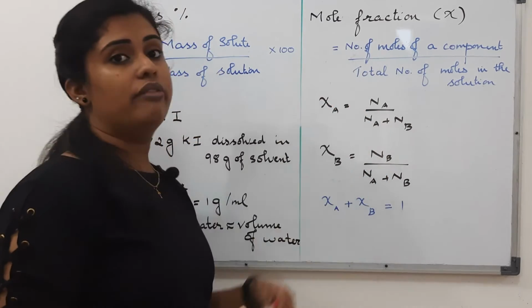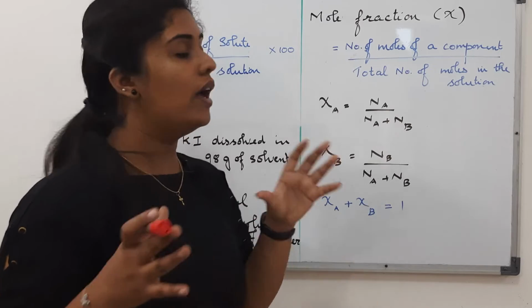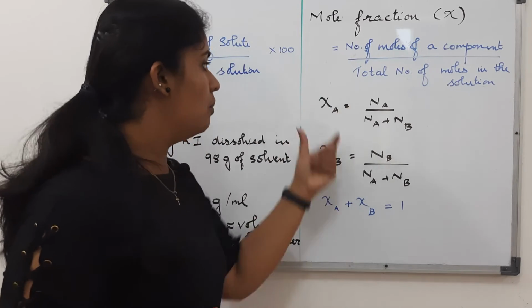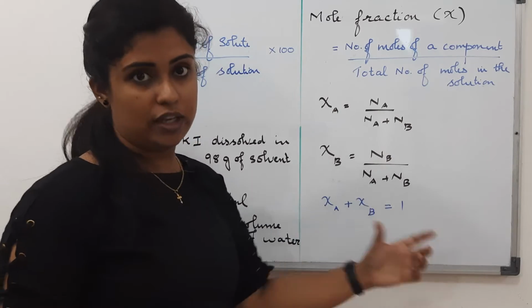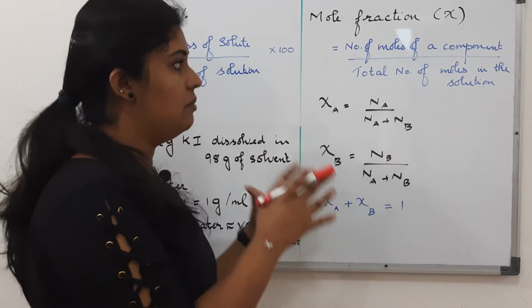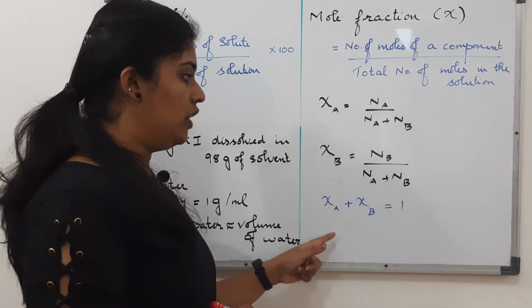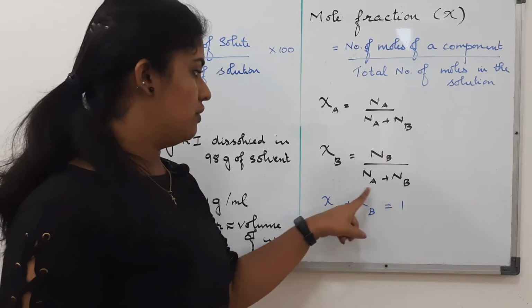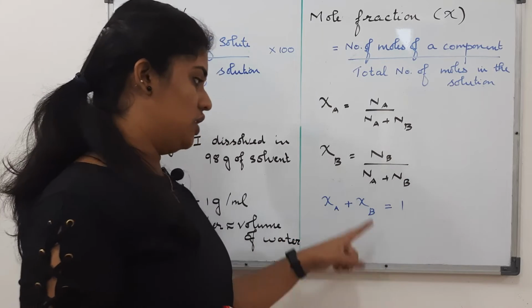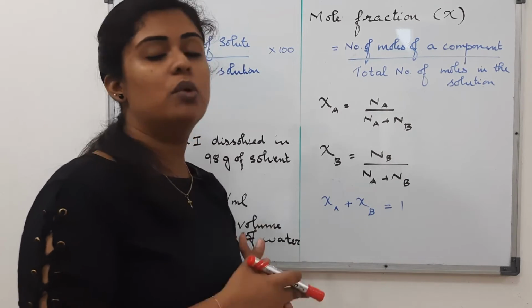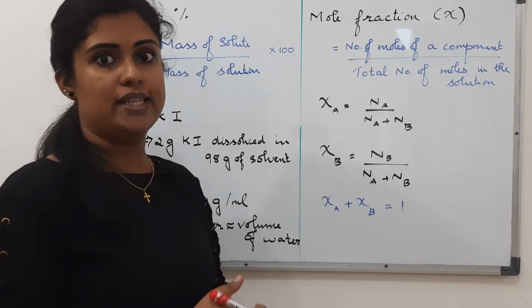And the value of mole fraction lies between 0 and 1. And all together, the mole fraction of both the components together would be equal to 1. The total mole fraction of my system, of my solution, should be equal to 1. So, if you know the mole fraction of one, you can just find the mole fraction of the other without using the formula also. Just 1 minus the mole fraction of the first component will give rise to the mole fraction of my second component. Okay.